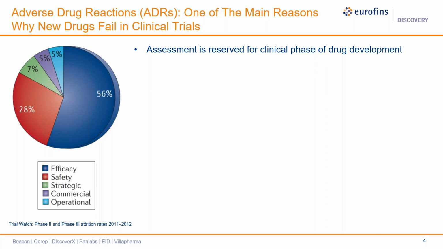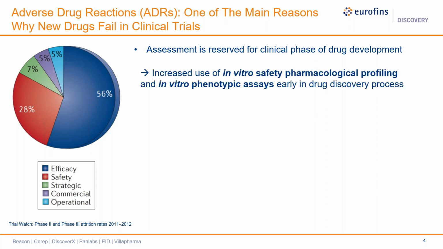The reason why this percentage is so high in such a late stage of drug development is because safety assessment is reserved for the clinical phase of drug development. And so you can imagine that this causes a big loss of both time and money for pharmaceutical companies. As a consequence, in recent years, there has been a strong increase of in vitro safety pharmacological profiling and in vitro phenotypic assays earlier in the drug discovery process in order to identify those drugs that have adverse drug reactions much earlier in the drug discovery process.